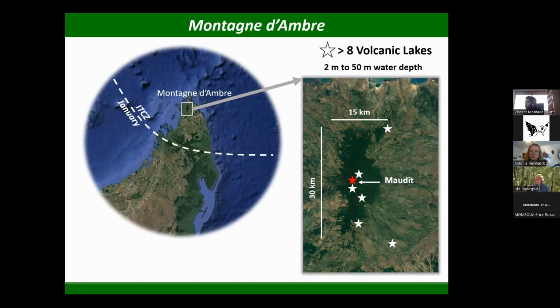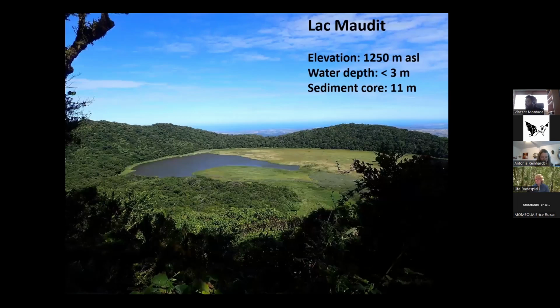So to focus on this period, I will present the results of one other lake, which is Lake Maudit, close to the mountain top of Montagne d'Ambre. And this is Lake Maudit here, close to the mountain top, and the elevation is about 1,250 meters above sea level. This is again a shallow lake, about 3 meters water depth, and there is a peat bog ring on the lake. Based on this, we are able to work on this peat bog.